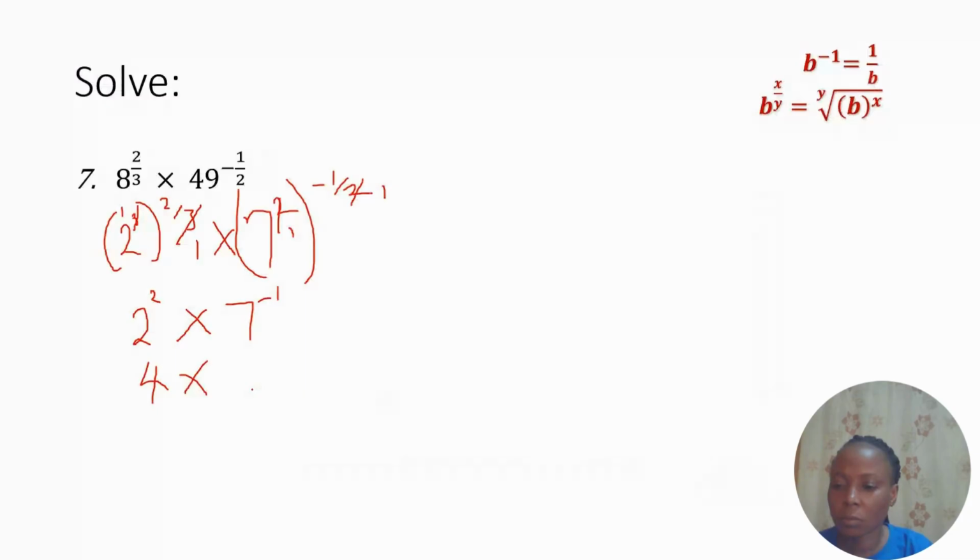Now, if you look at these two values, you realize that they are not of the same base, so you cannot use law of indices there. You just do the normal arithmetic. 2 raised to power 2 will give you 4 times. So if you look at this 7 raised to power minus 1, it could be written as b raised to power minus 1 equals 1 over b. So I will write this as 1 over 7. And that will give us 4 over 7.